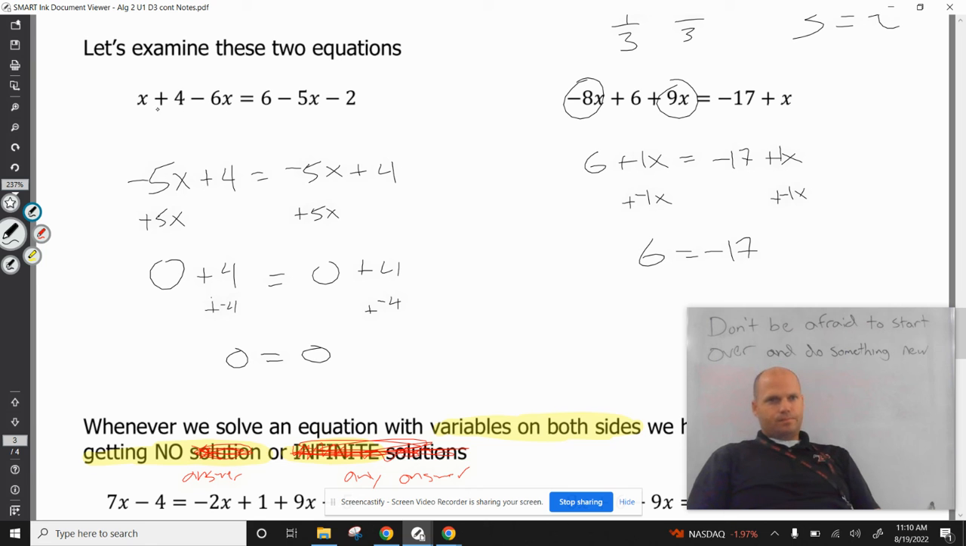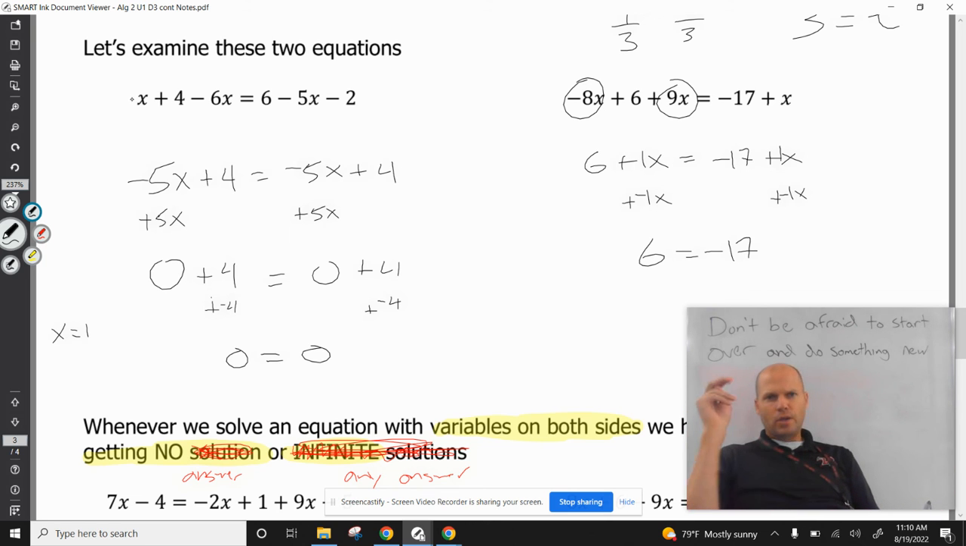Plug in 1. 1 plus 4 minus 6, that's 5. 5 minus 6 is negative 1. Okay. 6 minus 5 minus 2. 6 minus 5 is 1 minus 2 is negative 1. So x could be 1. I just found that x could be 1. This is me just guessing and checking using my brain.